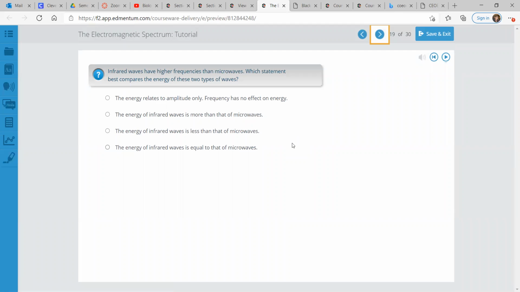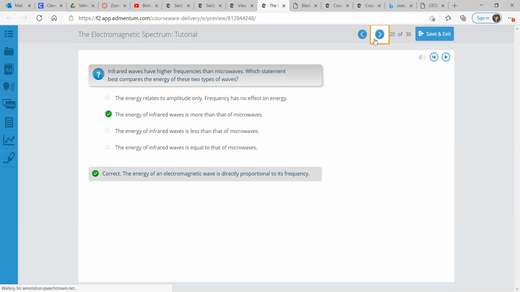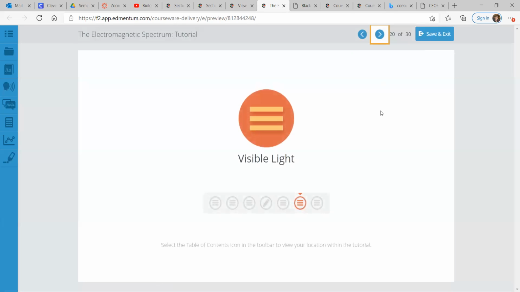So a checkpoint question: infrared waves have higher frequencies than microwaves. Which statement best compares the energy of these two types of waves? Well, higher frequency means higher energy. So that's the correct answer. It's directly proportional.